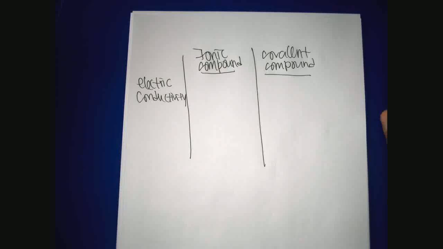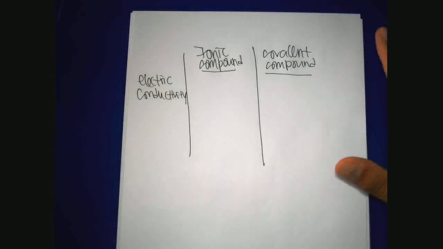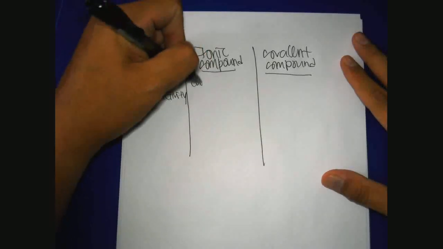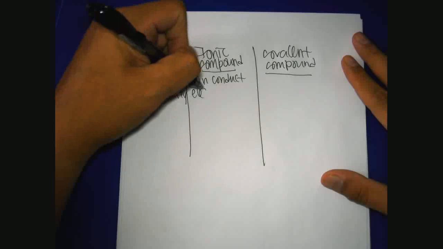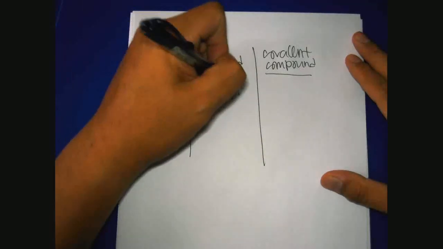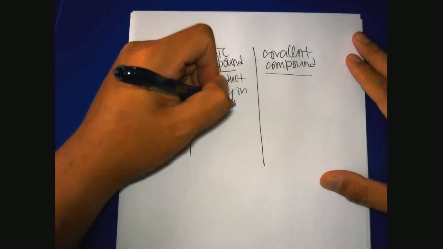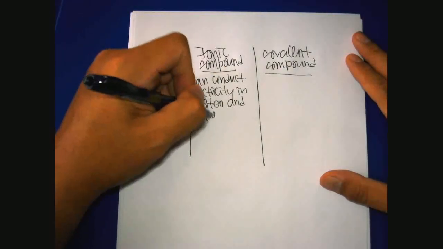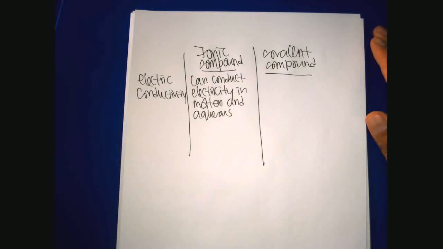Ionic compound is very special. Ionic compound can conduct electricity, but in very specific conditions. In two conditions. The first condition is called molten, the second condition is called aqueous. So ionic compound can conduct electricity in two conditions. One is called molten, one is called aqueous.